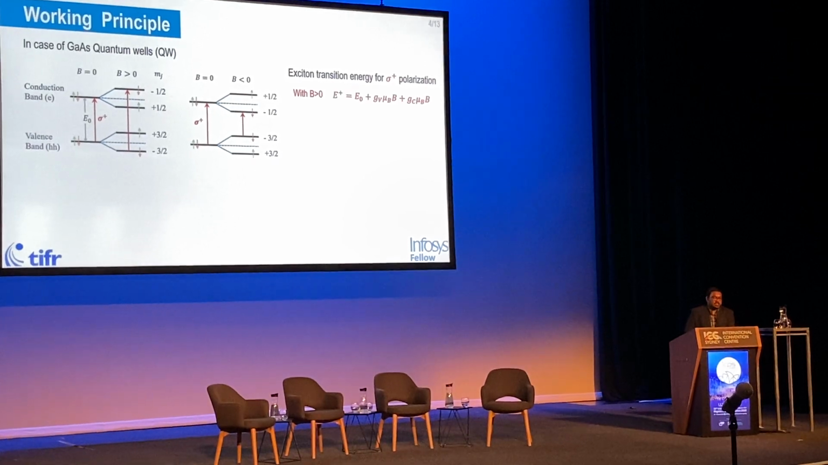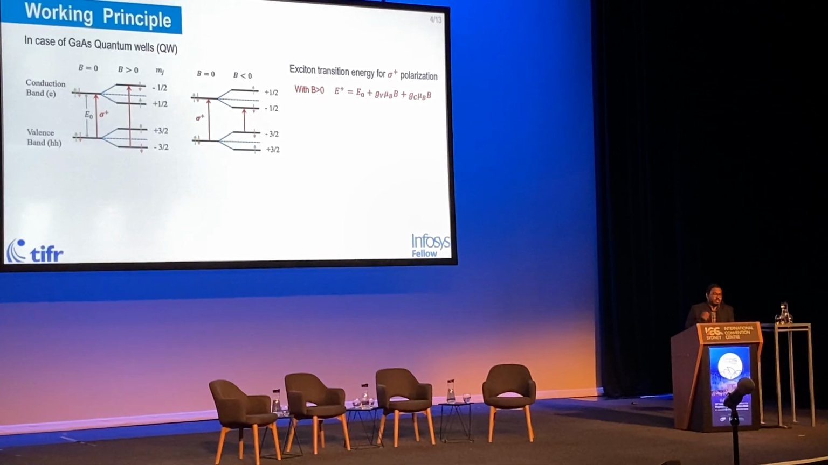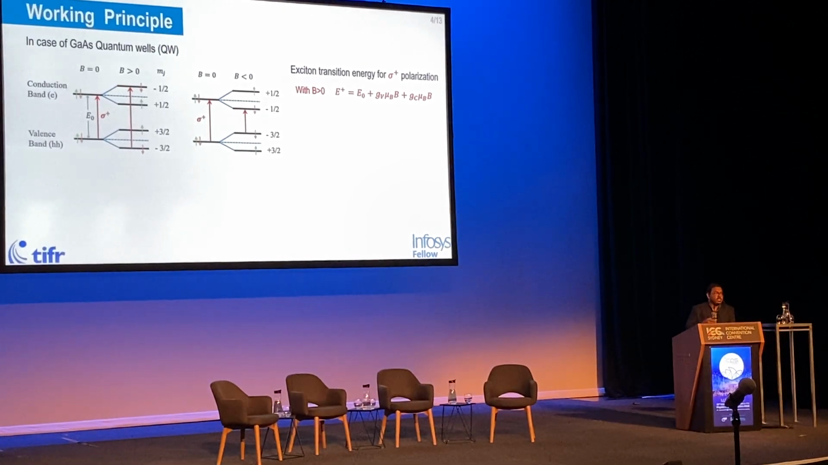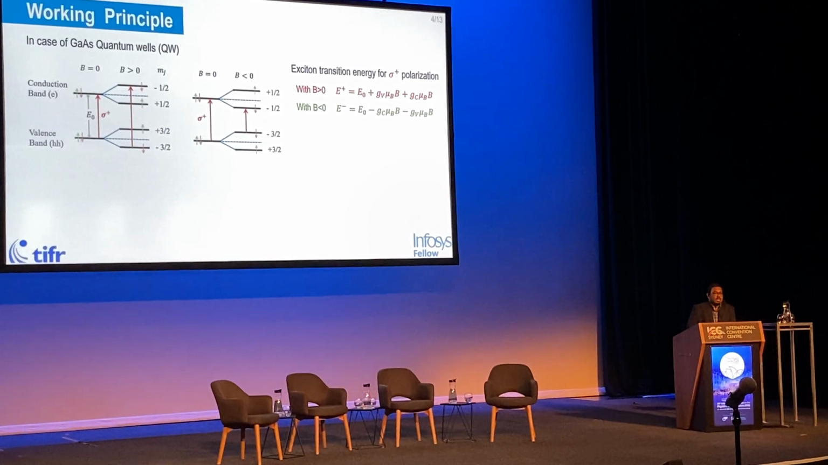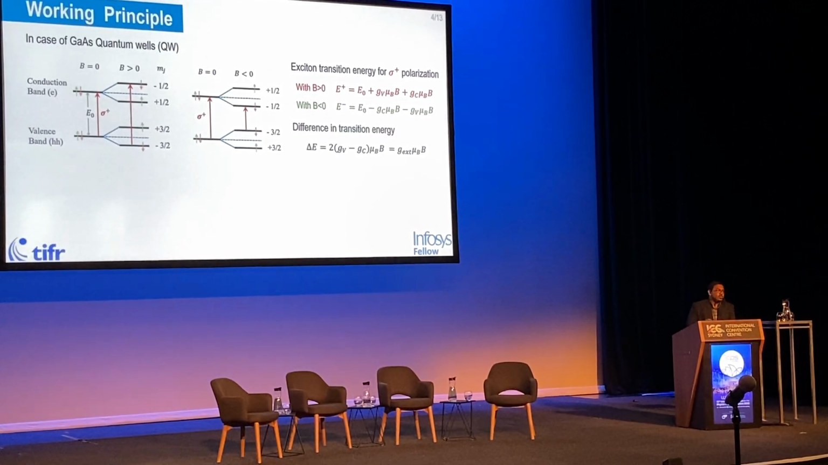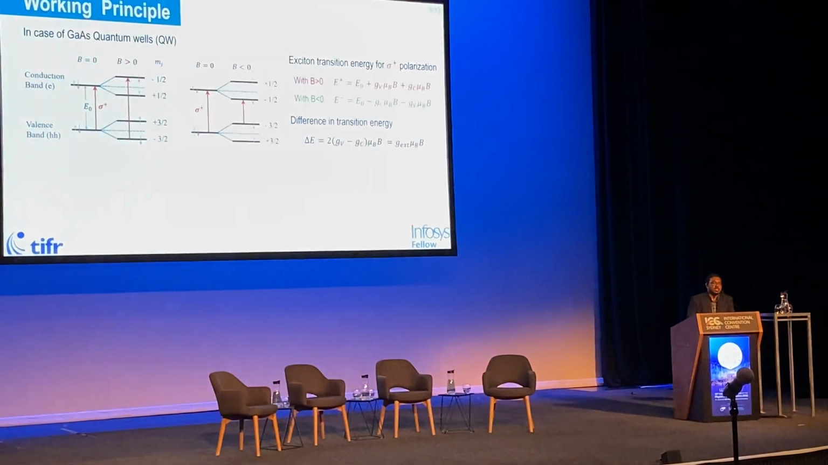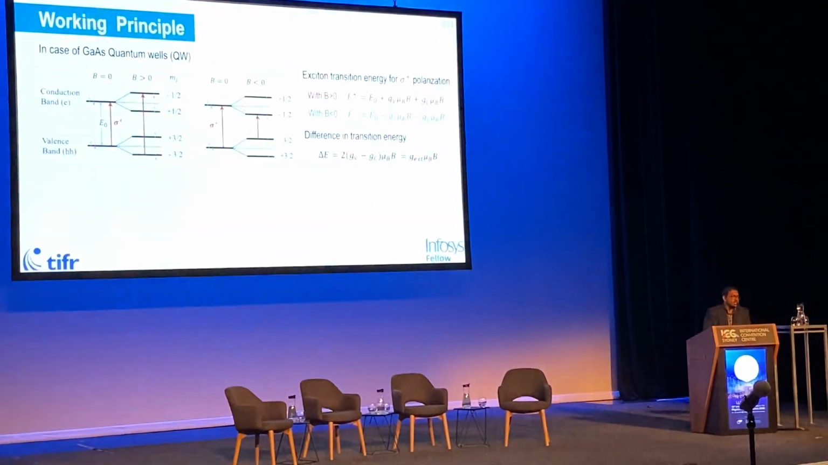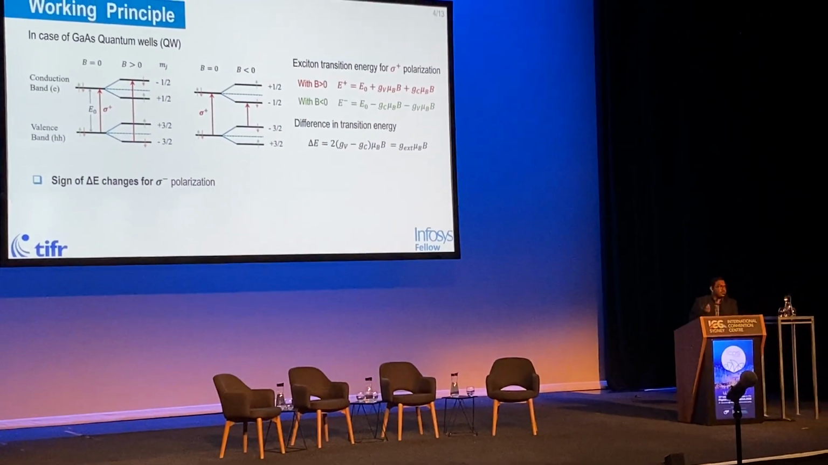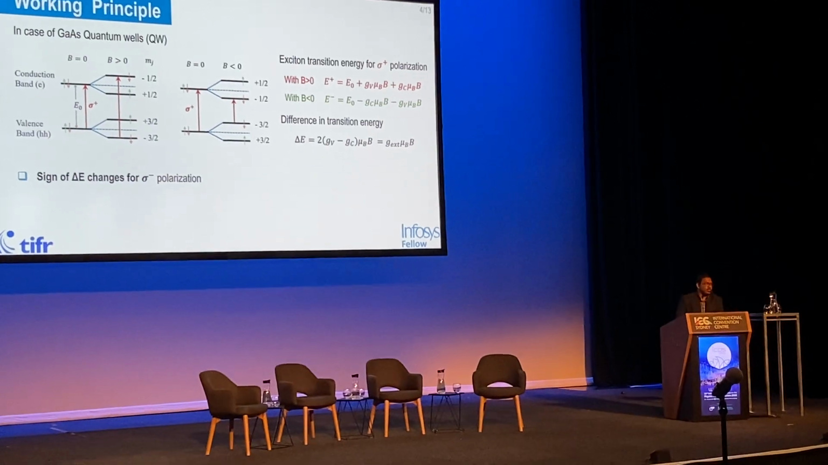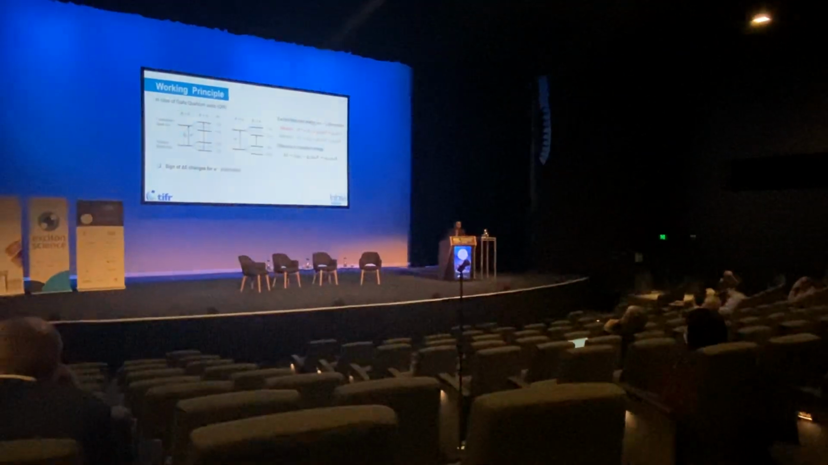So mathematically, I can just show that this exciton transition energy will be different for positive B and negative B, and this expression is this. So if we somehow can measure this delta E, the difference between transition energy of these excitons, from this expression we can get the exciton Landé factor. One thing to mention is for sigma minus polarization, this delta E sign will be opposite. I will show you how that is reflected in my measurement.